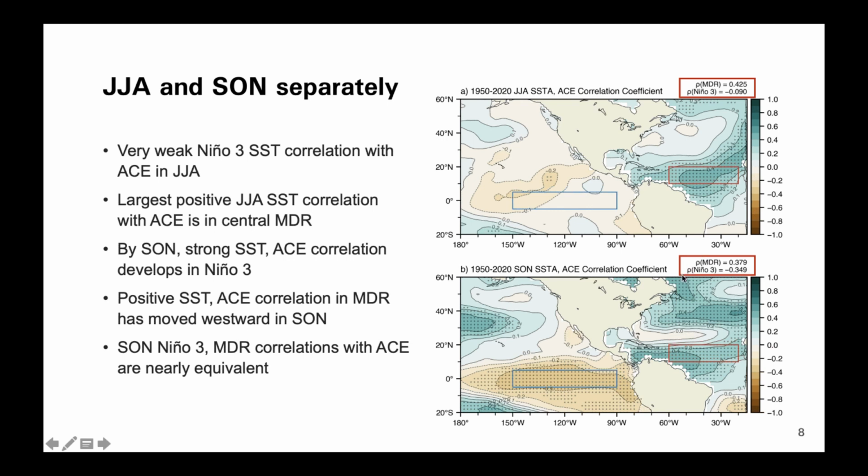Now, looking at the correlation coefficients again, notably in SON, these correlation coefficients for the MDR and the Niño 3 regions are of similar magnitude, which suggests that the interbasin SST influences on ACE are weighted fairly evenly between the MDR and Niño 3 regions during SON. So from these maps, there seems to be a significant difference in the relative contribution between the remote and local basins from early to late season.